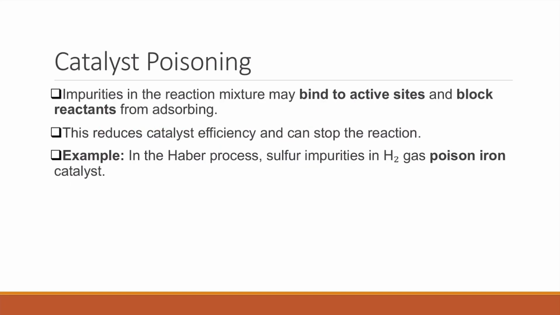Catalyst poisoning, we can see catalyst poisoning in the case of a heterogeneous catalyst, where sometimes if we have some impurities in the reactants, they can actually bind to the active sites on the surface of the catalyst, and they will prevent the contact or adsorption of the reactants on the surface of the catalyst. So this will reduce the catalyst efficiency and can stop the reaction. An example of that is in the Haber process. There will be sulfur impurities in the hydrogen gas.